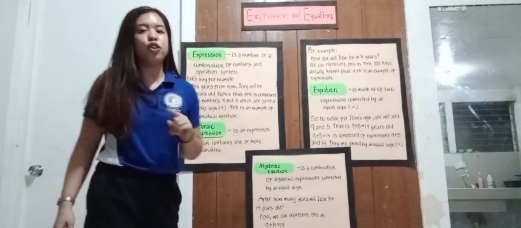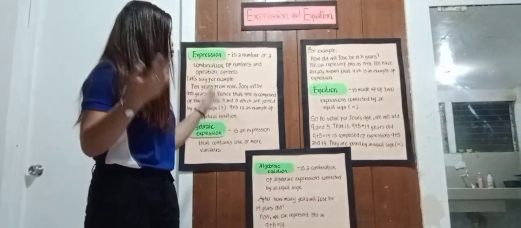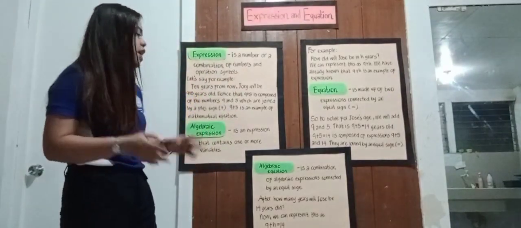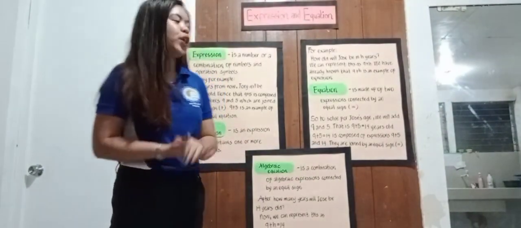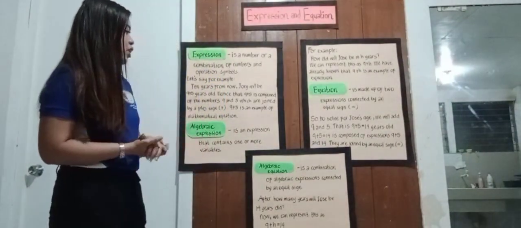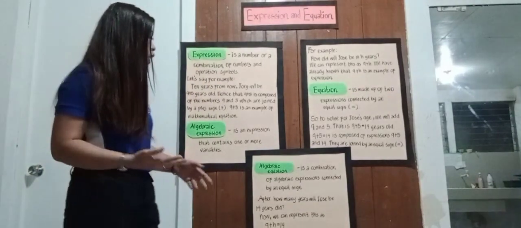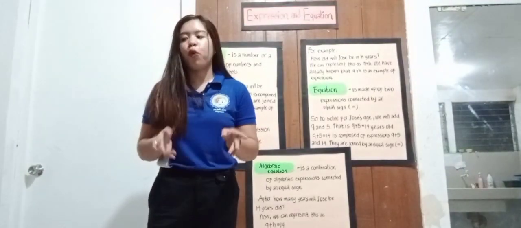Now, what is an algebraic equation? An algebraic equation is a combination of algebraic expressions connected by an equal sign. Do you understand? Very good. So after how many years will Joey be 14 years old? Now, we can represent this as 9 plus h equals 14.